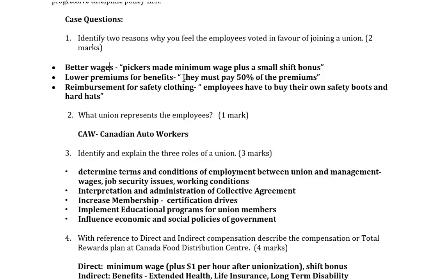Secondly, the case also said that they paid 50% of their premiums on their health care. So one of the reasons they might also want a union is to lower the premiums. The other thing is they had to buy their own safety boots and their own hard hats. So they had to come up with their own money to buy their safety equipment, and usually in unionized environments, you wouldn't have to do that. So they would have wanted to be reimbursed for their safety clothing.